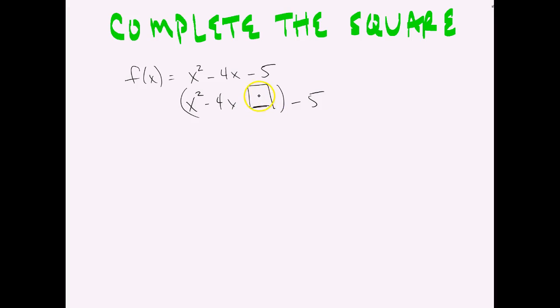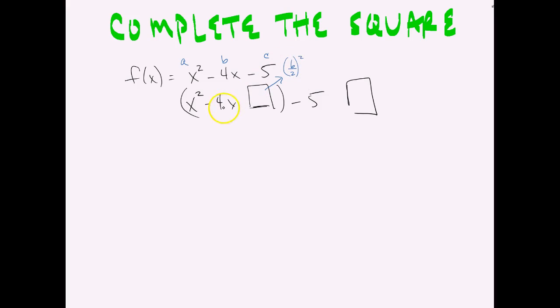Now I'm going to put a box here, and I'm going to put a box back here, because whatever we do inside of this box, we're going to do the same thing back here. Okay, so how does this work? Well, you take your middle term here, it's called the B term. This is your A, this is your B, this is your C. So you take your B term and you cut it in half, and then you square it. Inside that box we're going to take B, cut it in half, and square it.